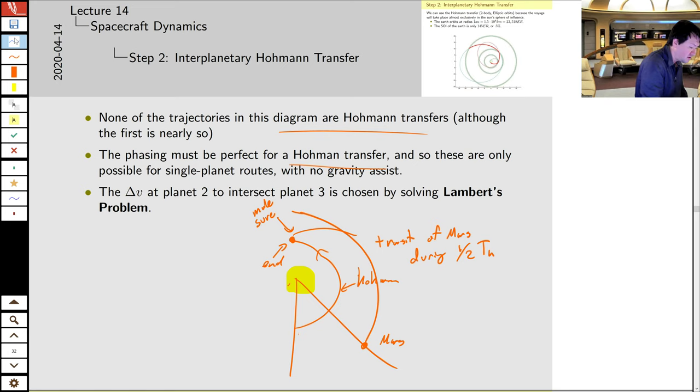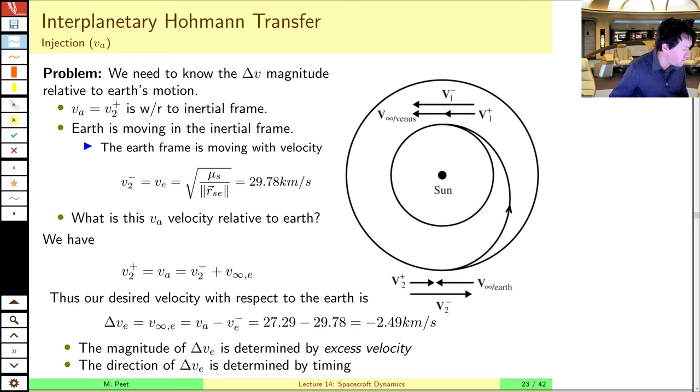So if you're going to Venus, Venus is moving quicker than you. So Venus would be here. Anyway, you've got to get this phasing right. You only get one shot at the Hohmann transfer. There's one shot a year to get to Mars or to Venus. So if you're on a big tour of the solar system, you can only use a Hohmann transfer once. Okay, so what am I doing here? All right, so now we want to calculate the excess velocity.